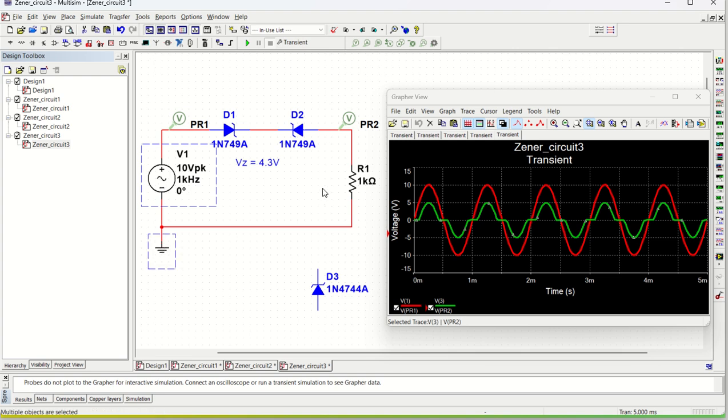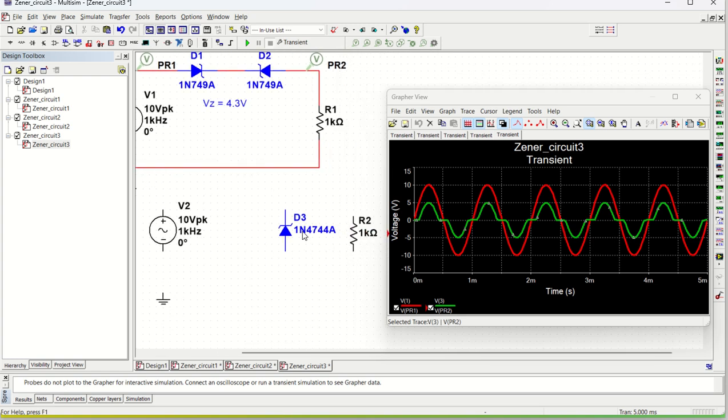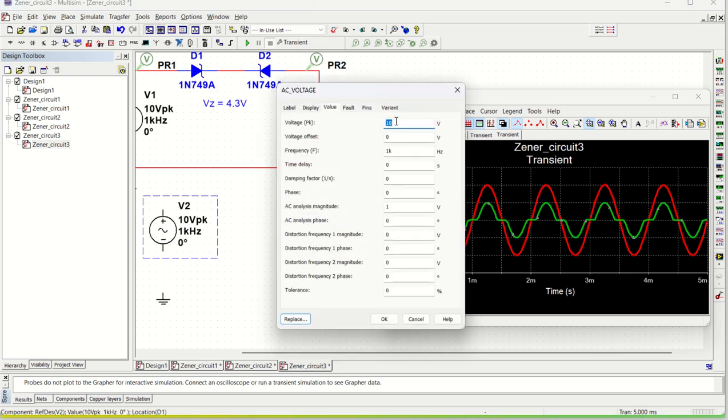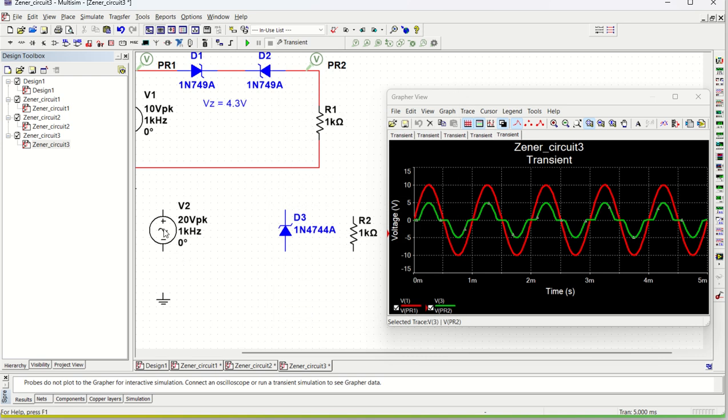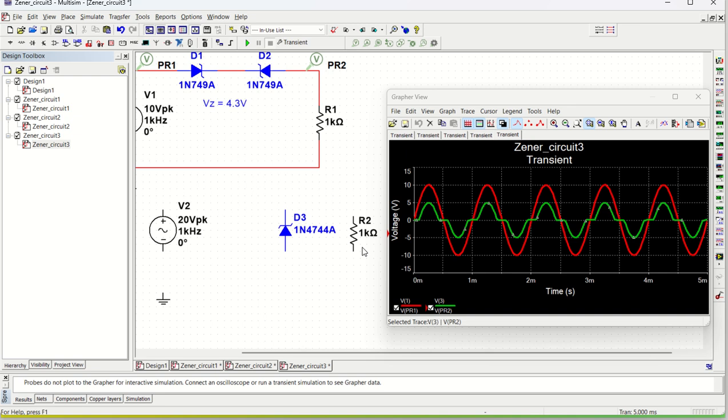So let us say I am going to make a circuit like this. Very simple circuit. So with this Zener diode, this will be regulating at 15 volts. So I'll just make this, let us say, 20 volt peak to peak. Okay. 1 kilohertz you can reduce if you want, but let it be. It is anyway a simulation, so not a problem.